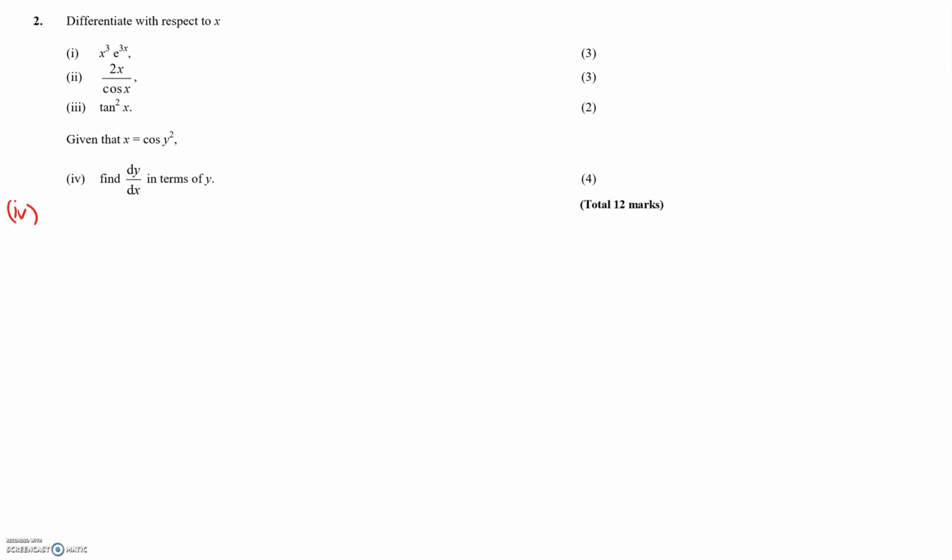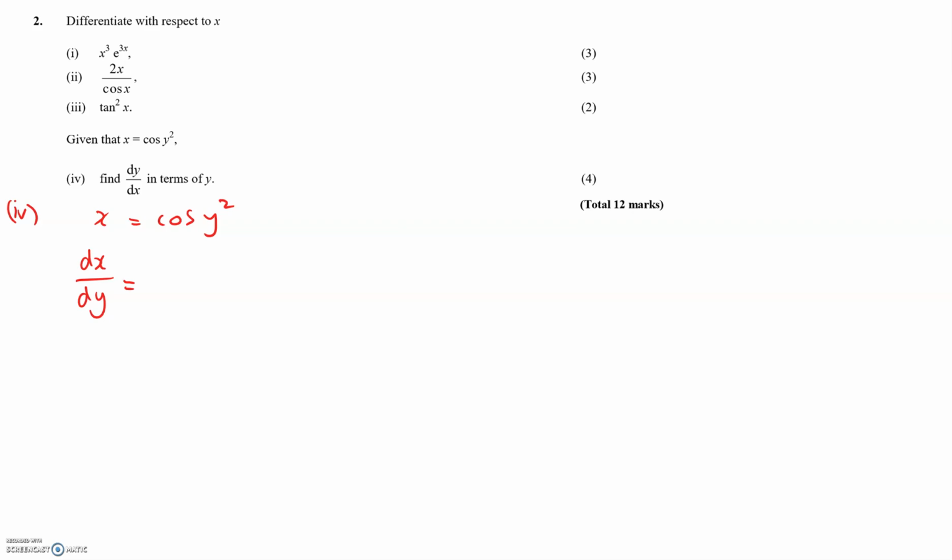when x equals cos y squared. Just be careful, this is not cos squared y or cos y all squared, it's cos y squared, so it's just cos of y squared. Now to find dy dx, this isn't y equals something in terms of x, so it's probably better to find dx dy. Now how do you find dx dy? We'll differentiate with respect to y, and this looks like a little bit of chain rule again.